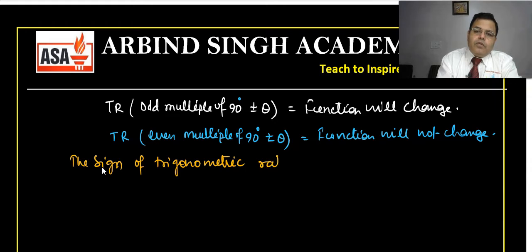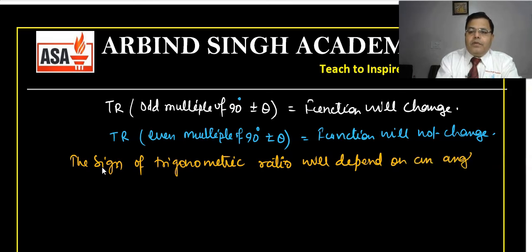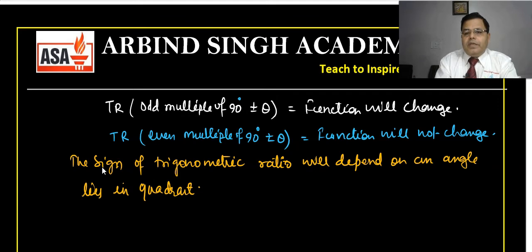The sign of trigonometric ratio will depend on the angle lying in which quadrant, right? Which quadrant? So that is the very important thing. Remember this. This is a very important one, right?